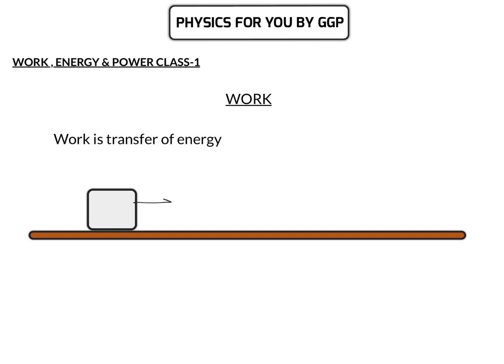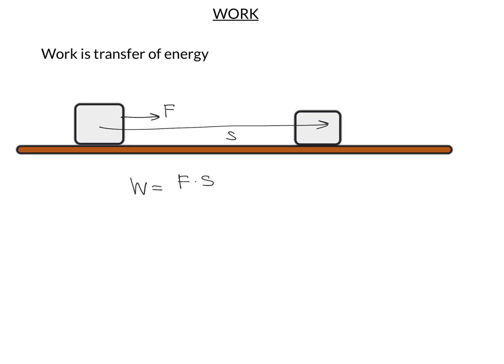Assume that a force F is acting on an object, and because of this force, this object is displaced by some distance. Assume that the displacement of this object is represented by S. So the value of work done is equal to the product of force and displacement, in a situation when the force and displacement are in the same direction.